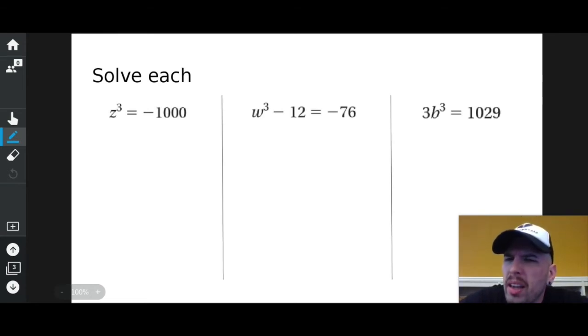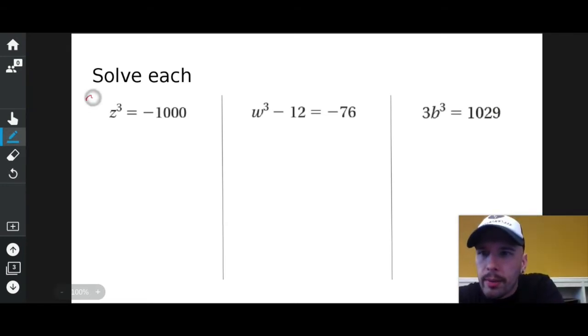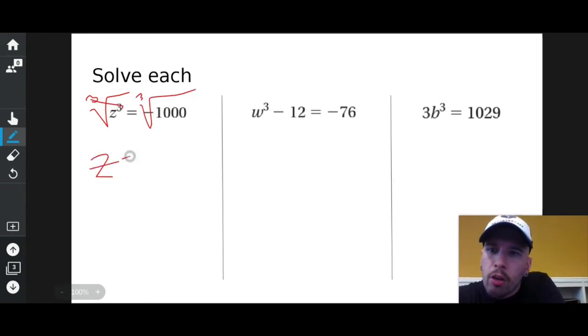Is Z all by itself here? No. What's in the way? Cube. That's it. How do I undo a cube? Cube root. I can take the cube root of both sides. Let's do that now. Take the cube root of both sides. That kills off the cubes. Z is all by itself.